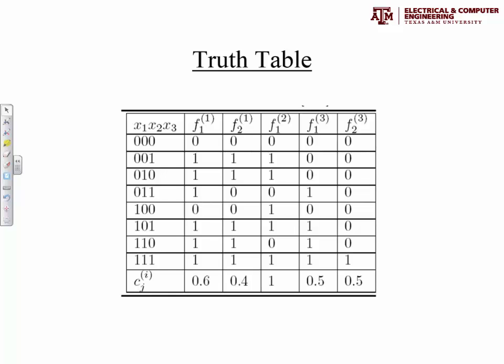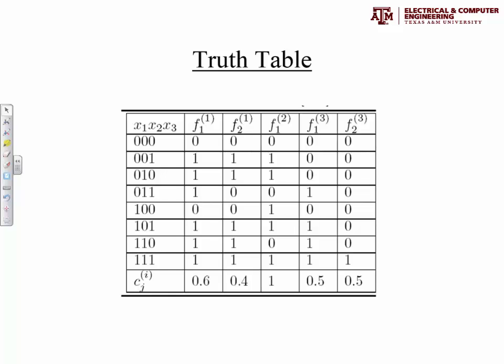This is the truth table for the PBN. So this is X1, X2, and X3, and each of them is binary, 0 or 1. So you have a total of 2 to the power of 3, 8 possible states. If you are in a given state, then you will transition: the first gene according to the first predictor, the second gene according to the second predictor, and the third gene according to the third predictor.